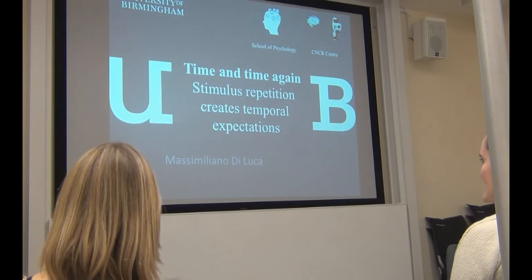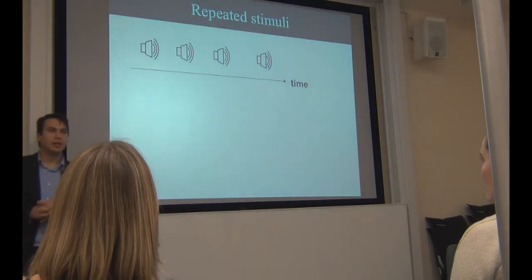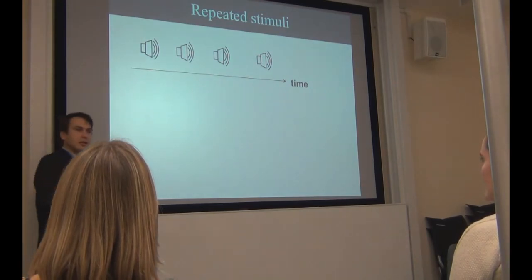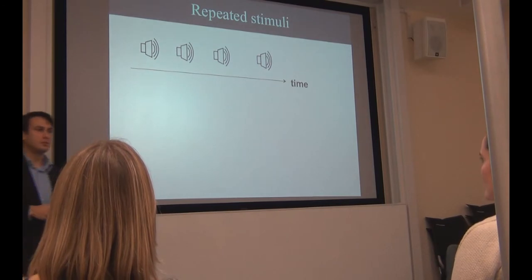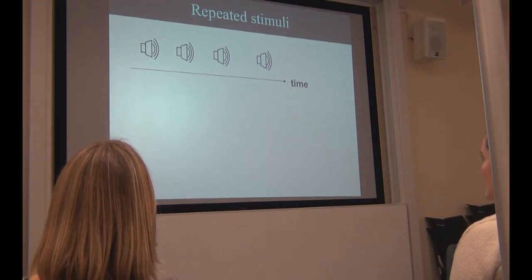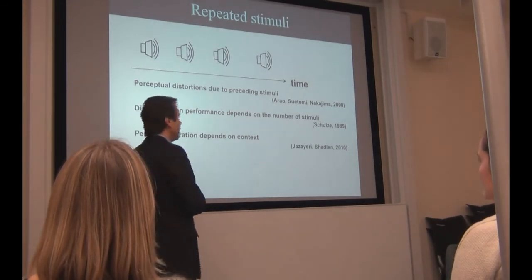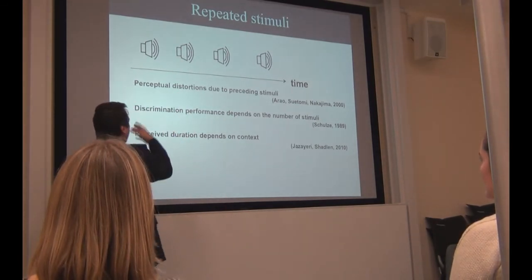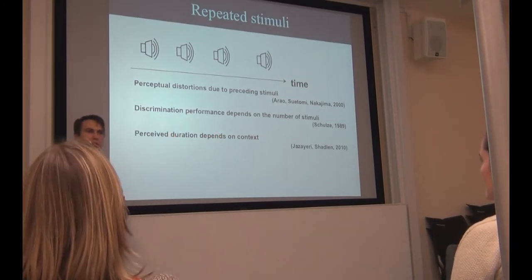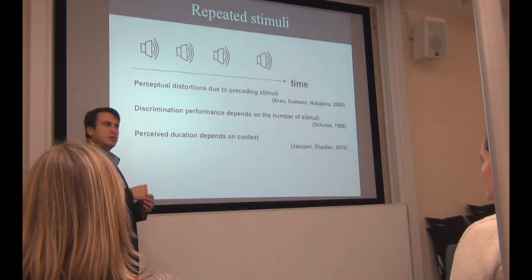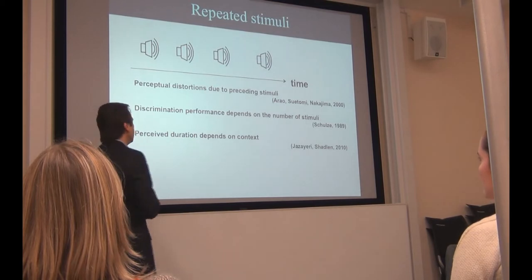The basic idea was, you have a timeline, you have multiple stimuli. What is the effect of this repeated stimulus on the perception of the next stimulus you hear? In the time domain, you can have different kinds of effects. If you have a repeated stimulus and the last one is just a bit shorter, you actually perceive it as much shorter. So there is a temporal distortion due to the period that is perceived.